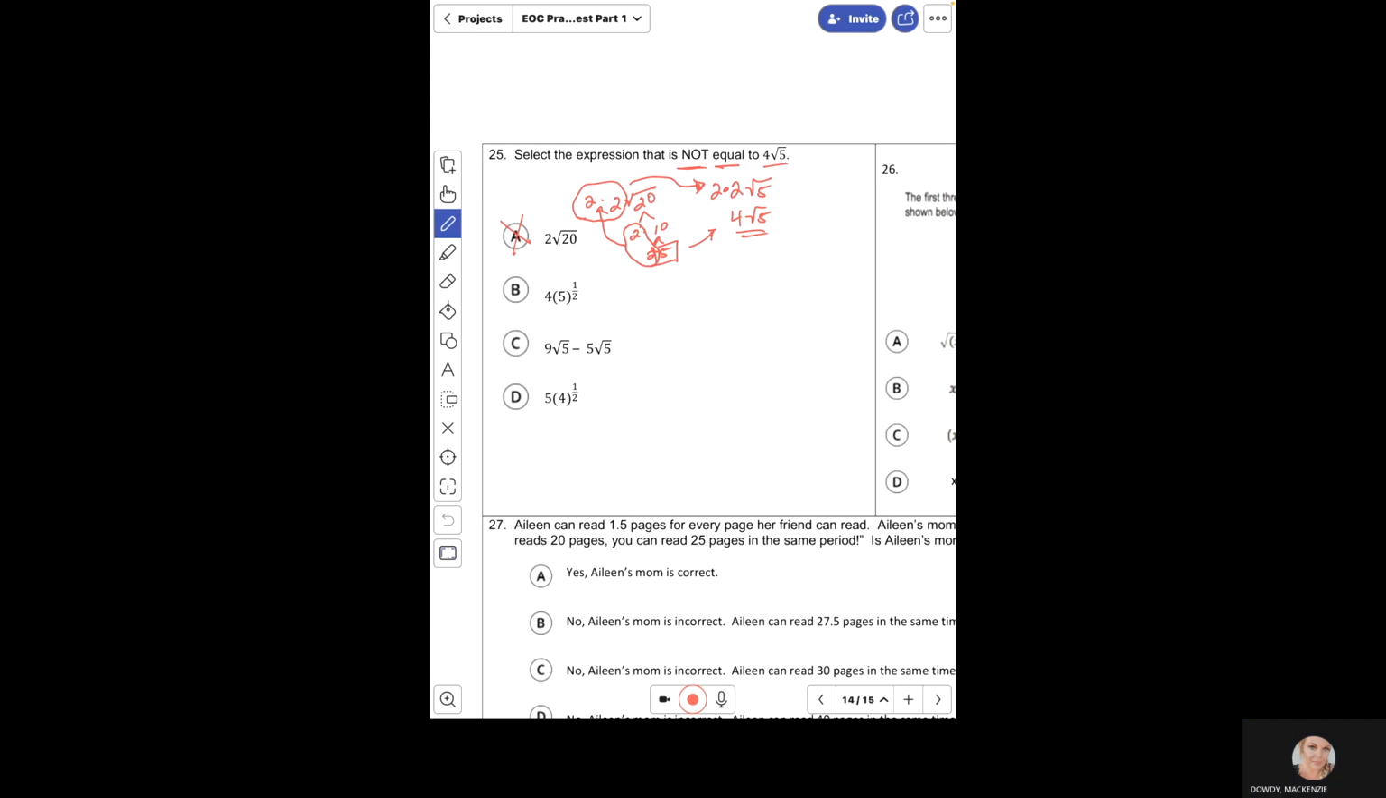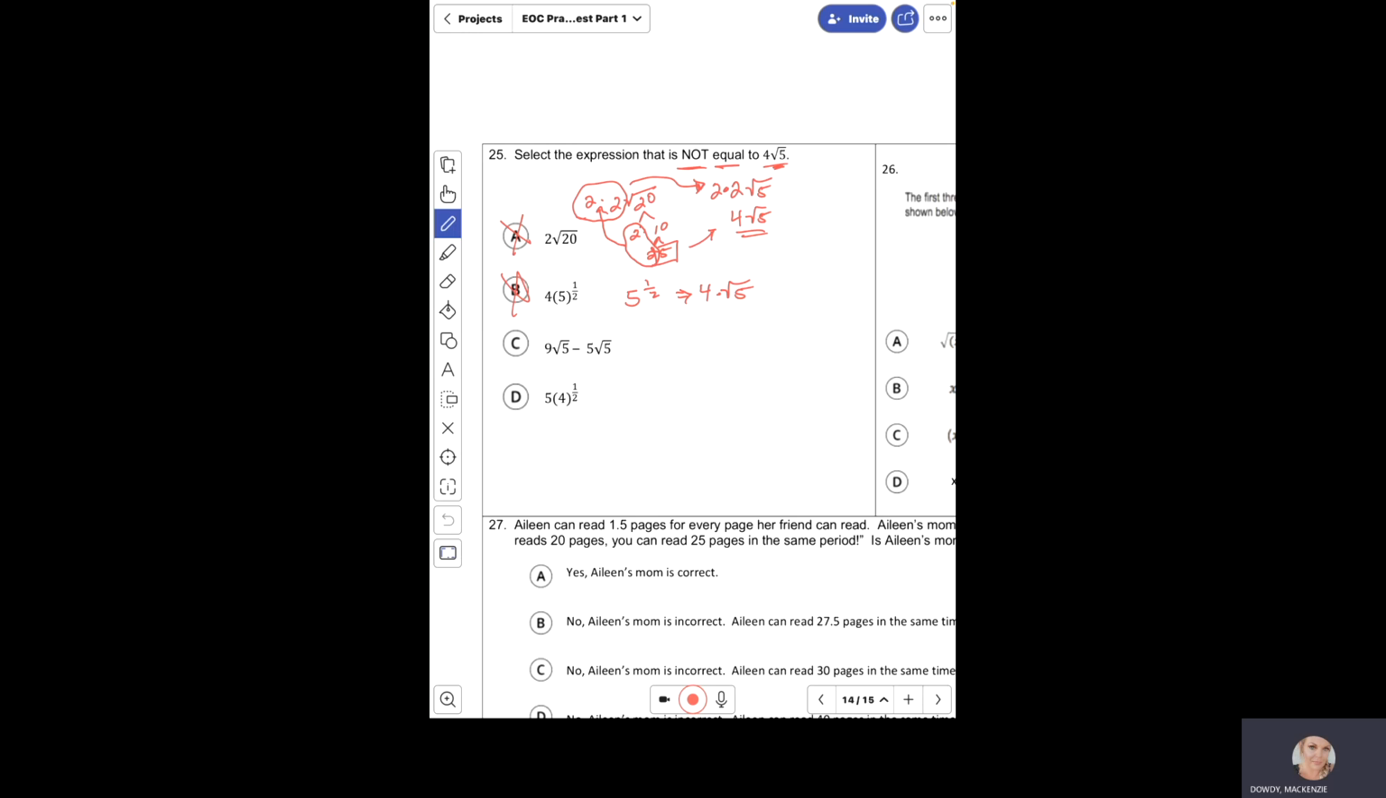B: using Tybo and obit, we know 5 to the fractional exponent of 1/2 is the same thing as the square root of 5. Top in, bottom out. You don't even have to put those because they're invisible. And then put your 4 back. So it is 4 times the square root of 5. That is the same as what they have. So B is not our answer.